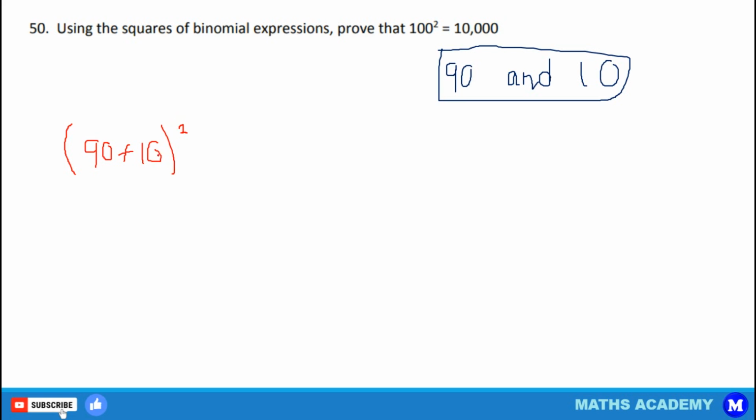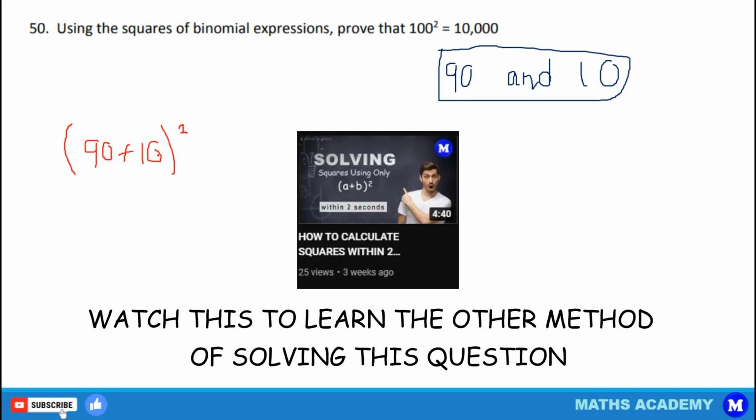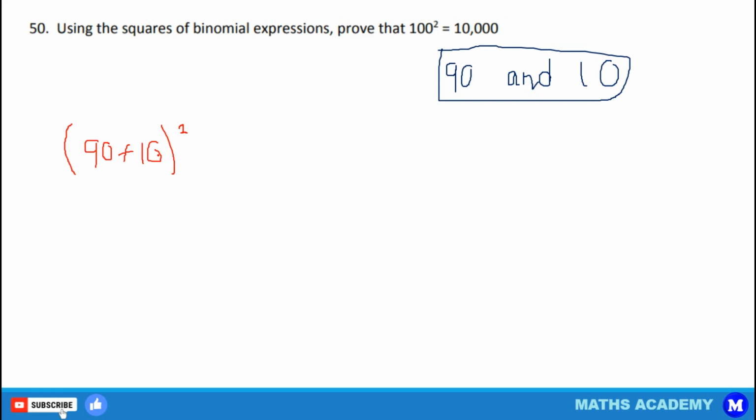There are 2 ways of expanding this, but I will show you the second method. The first method is already posted in my YouTube channel. You can go watch that. And the second method I will teach you here. So first you take the square of this, that is 90 squared. You put that 90 squared. And then you take the square of the second value, that is 10 squared. You put 10 squared. And then you take the product of these 2, that is 90 into 10, that is 900. And you multiply that 900 by 2.